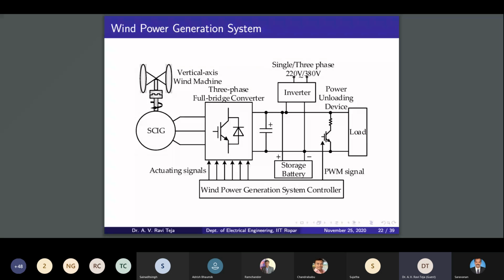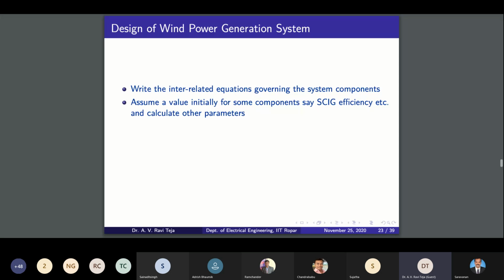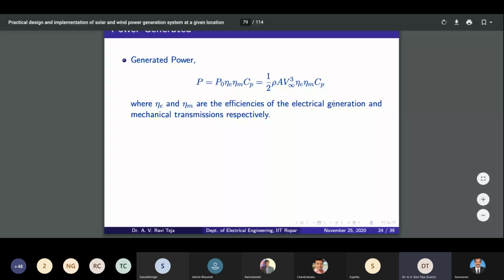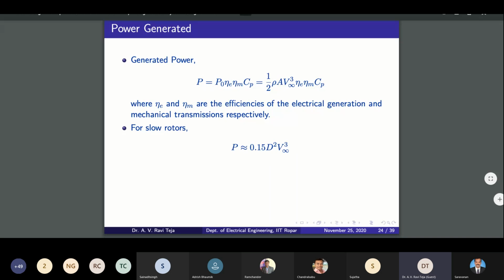So that I will then determine. So I have to generate 7 kilowatt, and for that 7 kilowatt, how should I design my turbine? So that will complete the process, right? So from this equation I will get how much power I should generate from the turbine, right? So these are empirical relations based on the turbine diameter and V infinity, which means free wind velocity without any obstacles, right?